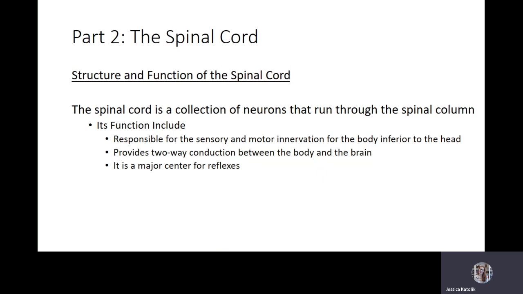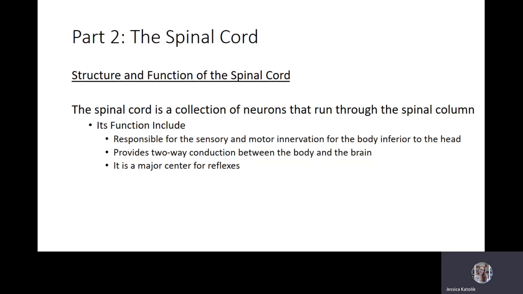The rest of the body, inferior to the head, is going to be innervated by the spinal nerves. The spinal nerves will originate from the spinal cord and be responsible for carrying sensory and motor innervation information there.